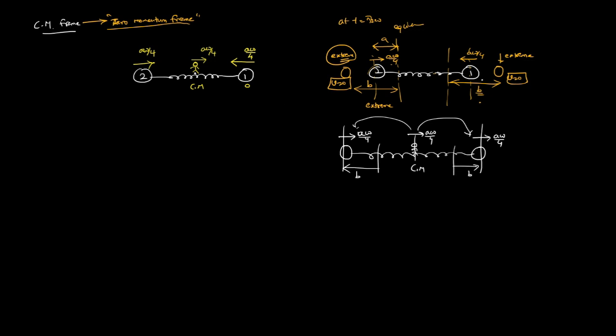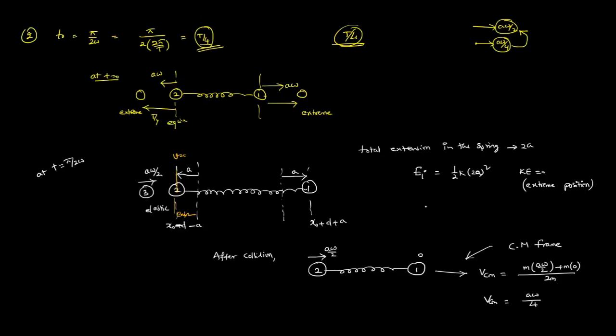Obviously symmetry should be followed, center of mass should not move. So then what is the total extension in the spring now? Total extension in the spring is 2B. And previously what was the total extension? It is 2A. And we know the energy of the system.